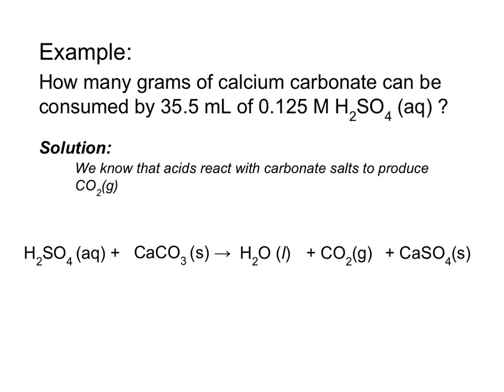Let's take a look at an example of that. In this reaction, we're reacting together sulfuric acid and calcium carbonate, which will come together to form water, carbon dioxide gas, and some solid calcium sulfate. We want to know, in this example, how many grams of calcium carbonate can be consumed if we begin with 35.5 milliliters of a 0.125 molar sulfuric acid solution.